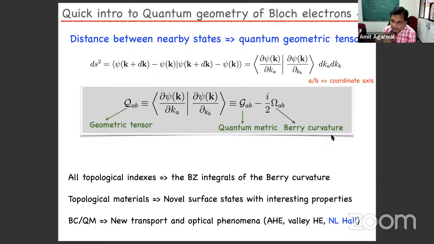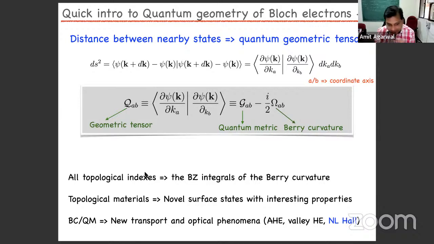Okay. And these are the most important quantities if you want to describe anything related to, let's say, the topology of the system. Almost all topological indices for all the materials that we discussed in the previous talk can, for example, be written in terms of these Berry curvature integrals, okay? Integrals over the Brillouin zone. These are also intricately connected to the surface states, so all the states that we talked about.